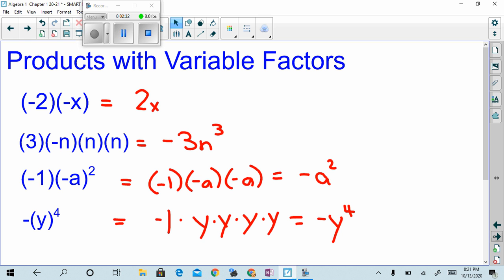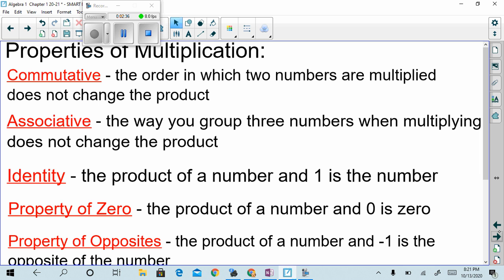The next thing I wanted to look at briefly are those properties of multiplication. We've already discussed properties of addition, and some of these are the same concept. There are a few additions. Once again, with commutative property, the order in which we multiply numbers does not change the product. That's the same as an addition. The associative property says the way you group 3 numbers when multiplying does not change the product.